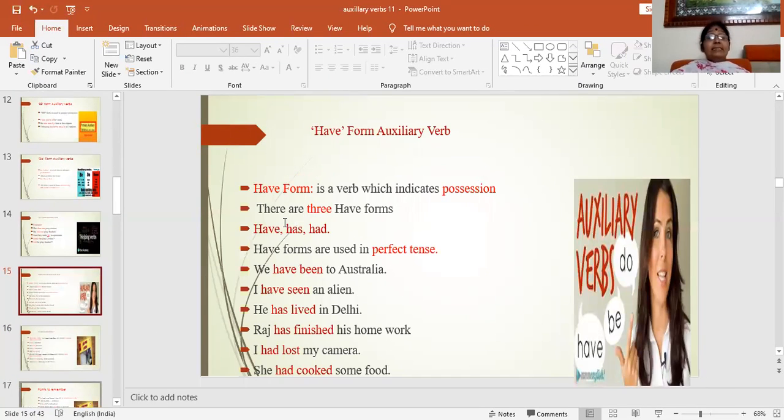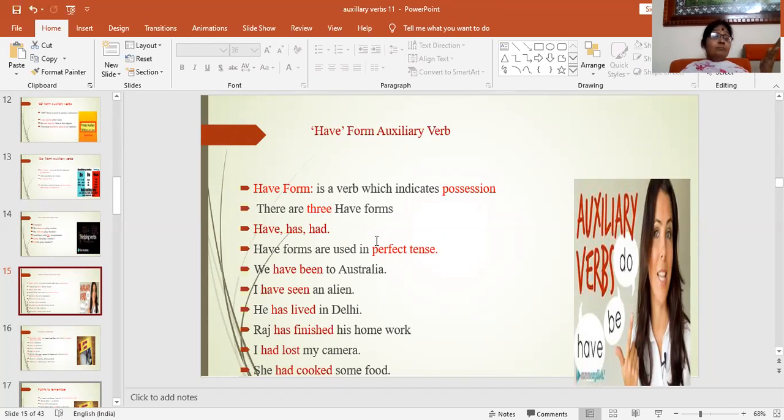Next, the third one is the have form. Have form is a verb which indicates possession. Now let us repeat. Be form indicates position. Do form indicates performance. And have form indicates possession. Now again, have form has three forms, that is have, had, and has.